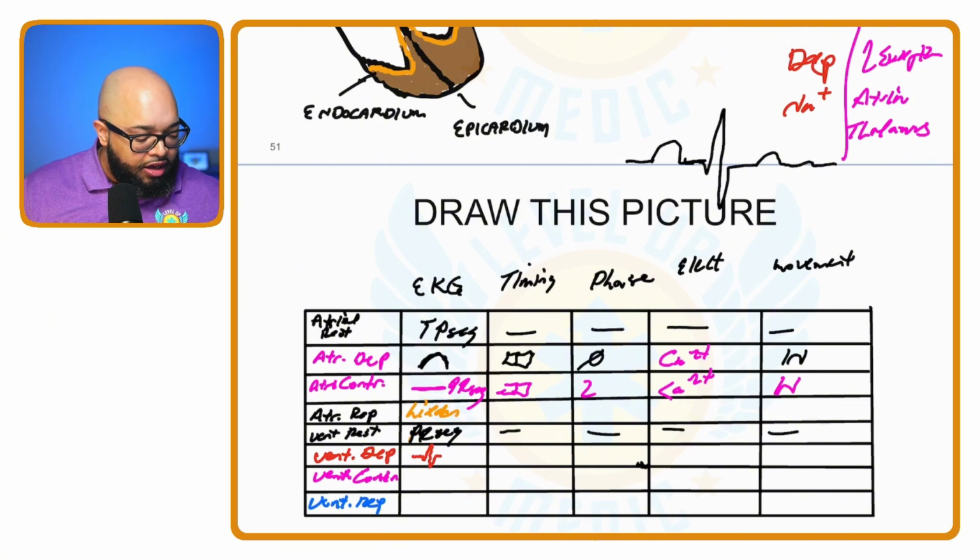Now, the timing of the QRS should be 2 to 3 little boxes, preferably we just say less than 3 little boxes. What phase of that? Ventricular depolarization. There again, that's going to be phase 0. What electrolyte? That's going to be sodium. And the movement, it's sodium going into the cell.